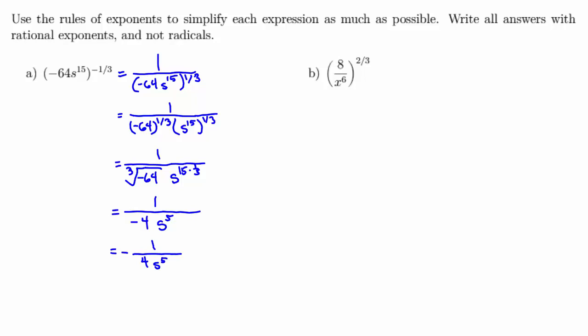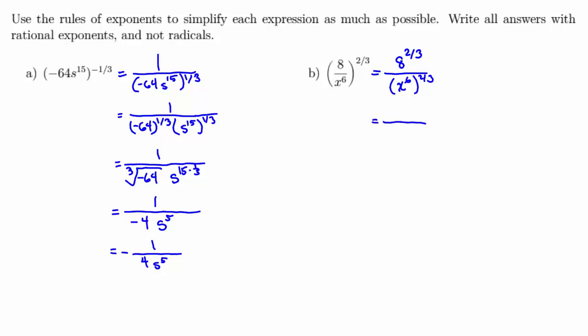Looking at our second example, we have the expression 8 over x to the 6th, and that fraction is raised to the 2/3 power. Again, there are a couple different ways that I could approach this. I'm going to look at applying that 2/3 power to each of the numerator and denominator as my first step. So instead of 8 over x to the 6th all raised to the 2/3, I'm going to have 8 to the 2/3 divided by x to the 6th raised to the 2/3.